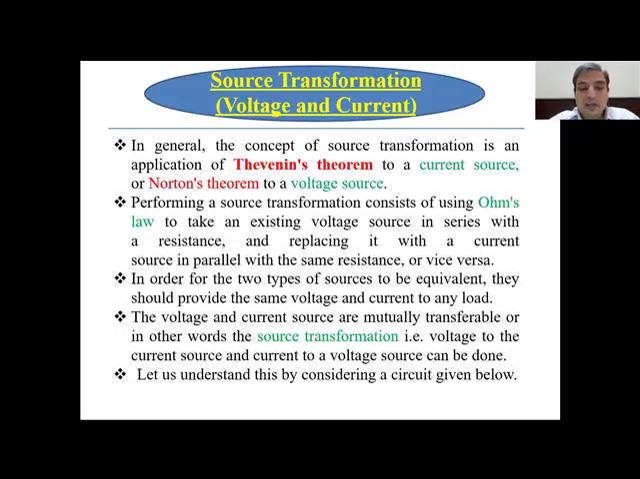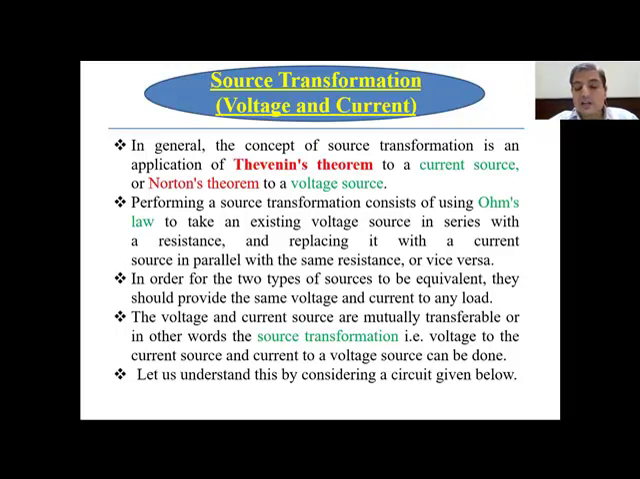So in order for these two types of sources to be equivalent, they should provide the same voltage and current to any load. If we convert voltage source to current source or current source to voltage source, there should not be any change of effect on the load terminal. The condition across the load terminal will be the same. It will provide the same voltage and same current to the load, because we are transforming the sources only, and not changing any condition across any load or load resistance.